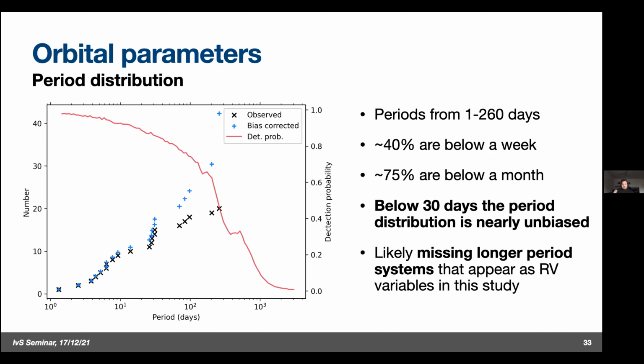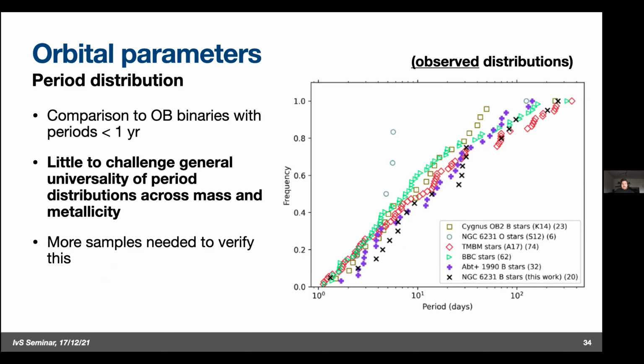Below 30 days, the period distribution is nearly unbiased, but above 30 days we are likely missing longer period systems, and these might appear as radial velocity variables in this study. So more observations of this cluster could perhaps confirm that and bring up the observed binary fraction, but we do account for this in the bias correction. We can compare this observed binary period distribution to both O and other B star populations, both in and out of the galaxy.